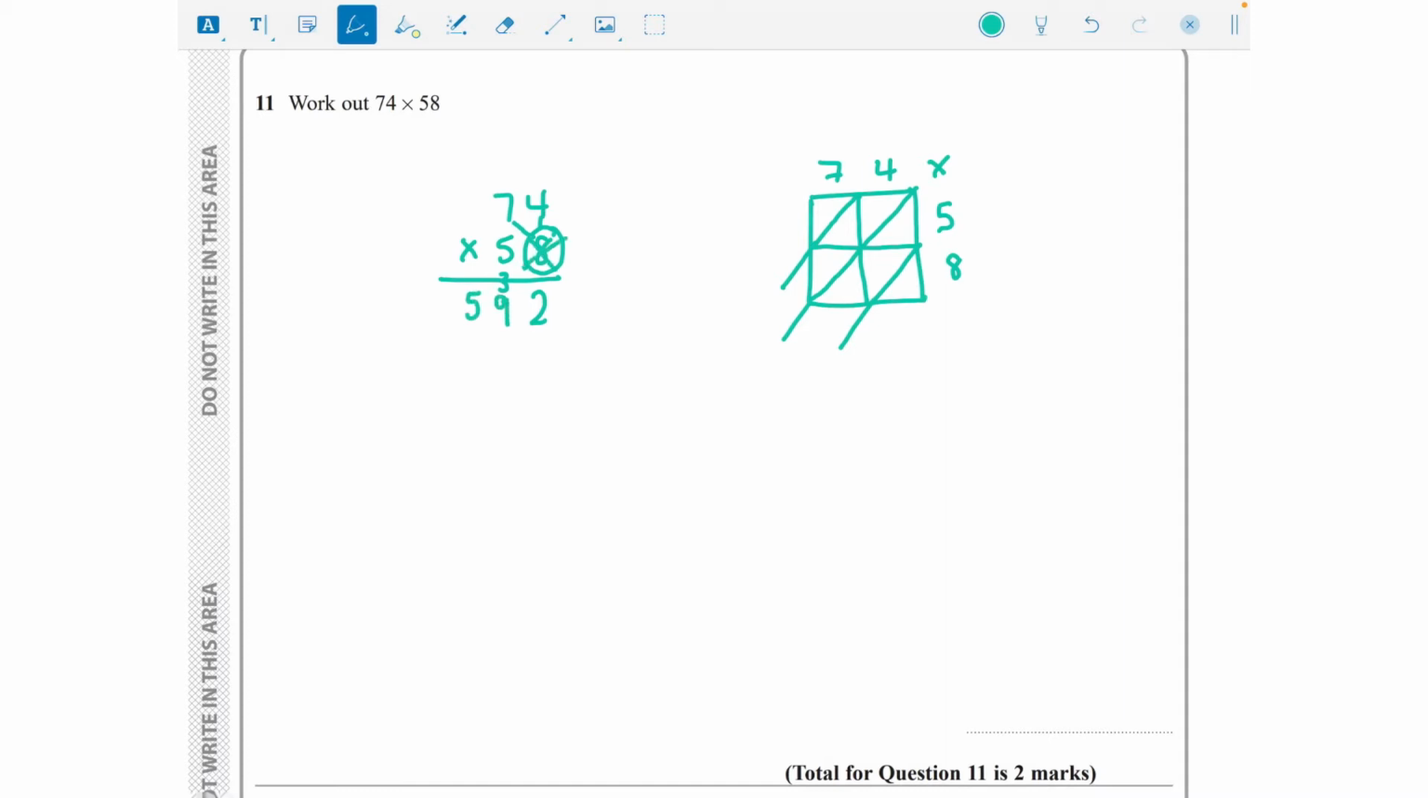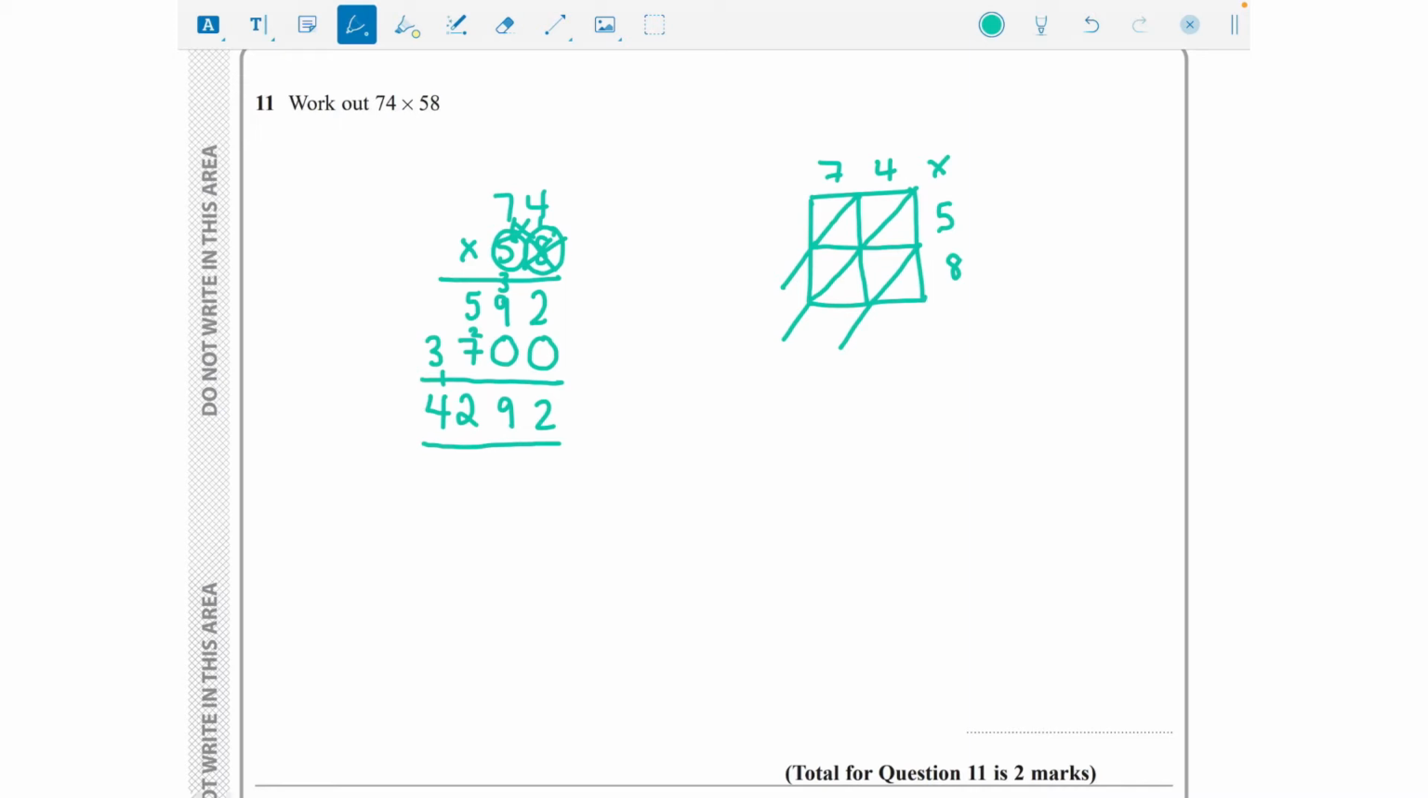Now moving over to the 5. 5 times 4. Oh, first put in your 0 because we're going to treat it like a 5, but actually it's 50. Now 5 times 4 is 20, so 0 down, carry the 2. And then 5 times 7 is 35, add that 2 is 37. And then we're going to add that together. 2 add 0 is 2, 9 add 0 is 9, 5 add 7 is 12, carry the 1, 3 add 1 is 4. So my answer would be 4,292.